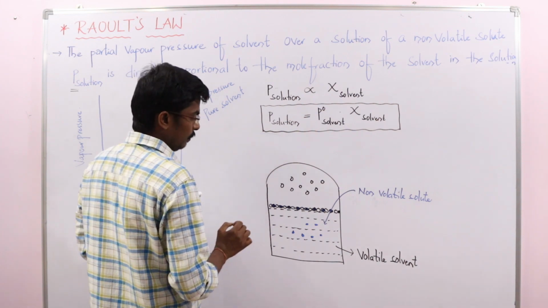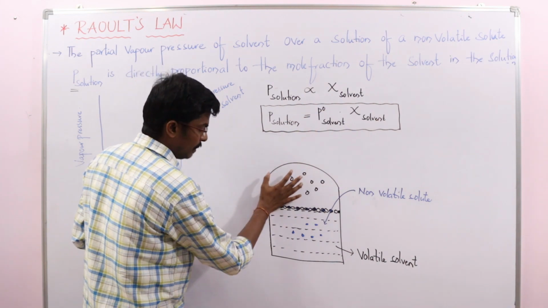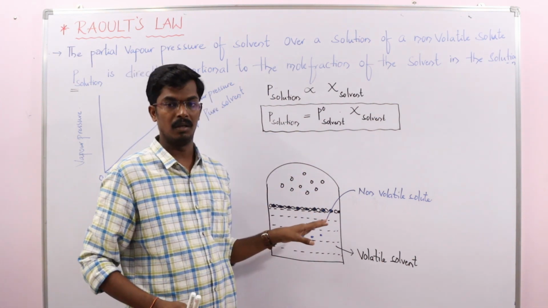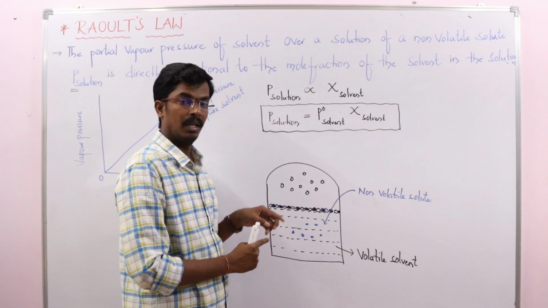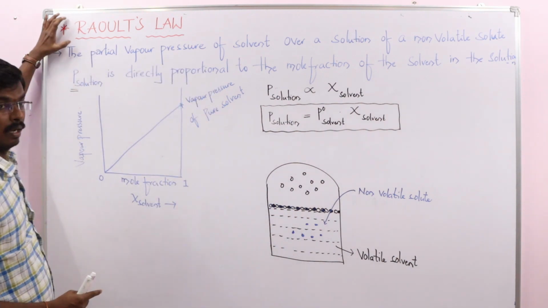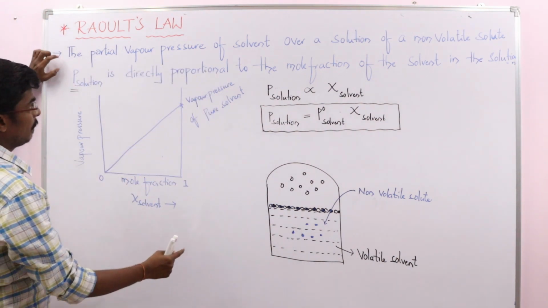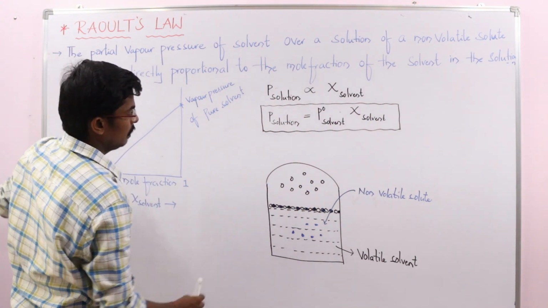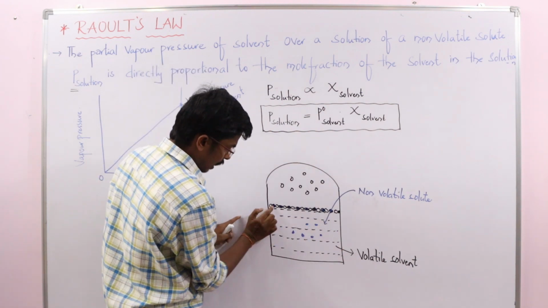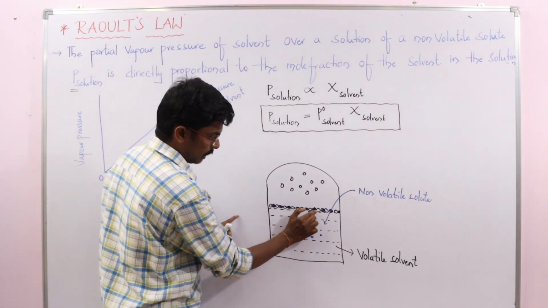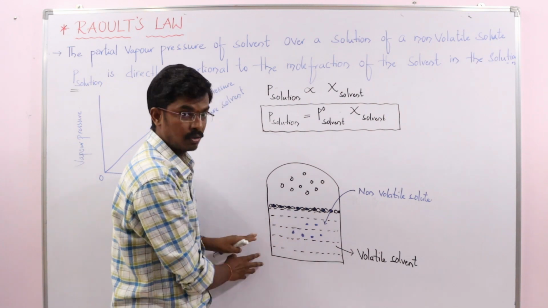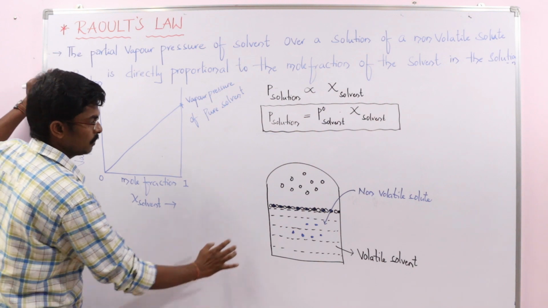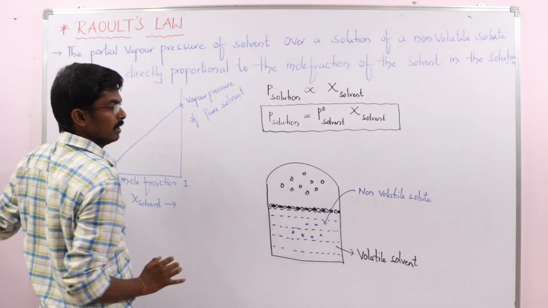Here I would like to give a relationship between the vapor pressure and the mole fraction of the component which is responsible for that vapor pressure. That relationship is given by Raoult's law. It states that the partial vapor pressure of the solvent over a solution of non-volatile solute, where the dotted particles I am showing are the non-volatile solute, P solution, is directly proportional to the mole fraction of solvent in the solution.